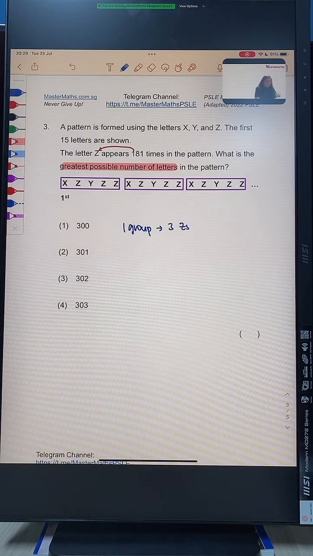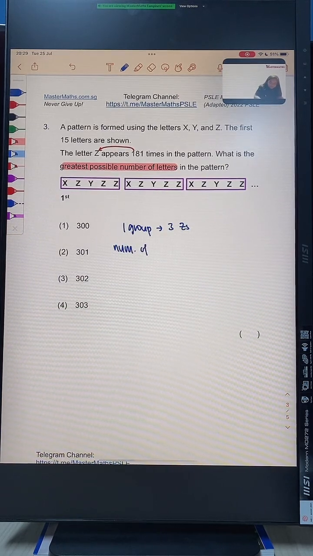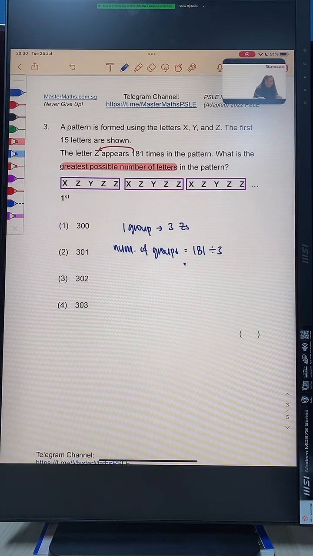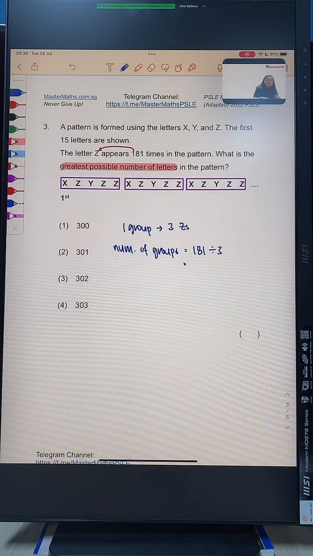Yeah, I see some correct answers. Okay, 60 remainder 1. Indeed, we have to divide. Excellent. So we find the number of groups, and that would be 181 divided by 3. I want to know how many groups there are for it to have 181 Z's. Okay, so 181 divided by 3 gives us 60 with a remainder of 1.